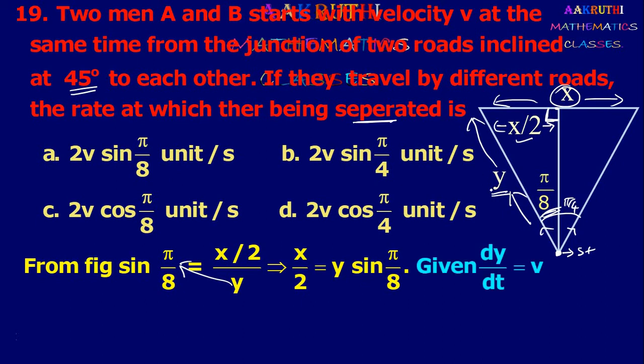Now here it is given they are moving with the velocity v. So that is dy by dt is v. So we take dy by dt is v, and we have to find dx by dt, that is, at what rate they are being separated. So we have to find the rate of change of this distance, dx by dt.